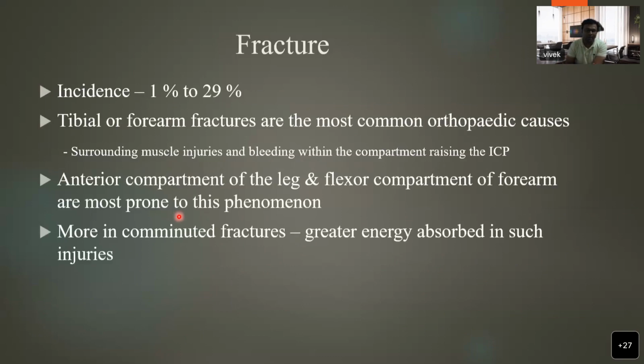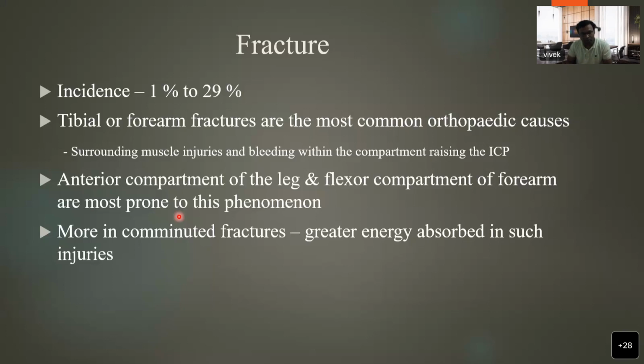Coming to non-vascular etiologies, fracture: 1 to 29% of all fractures might land up in compartment syndrome. Tibial or forearm fractures are the most common orthopedic causes, wherein the surrounding muscle injuries and bleeding within the compartment increase the intracompartmental pressure, eventually leading to compartment syndrome. Anterior compartment of the leg and flexor compartment of the forearm are the compartments we particularly need to be watchful about. These are the most common compartments which will land up in compartment syndrome and eventually lead to muscle death.